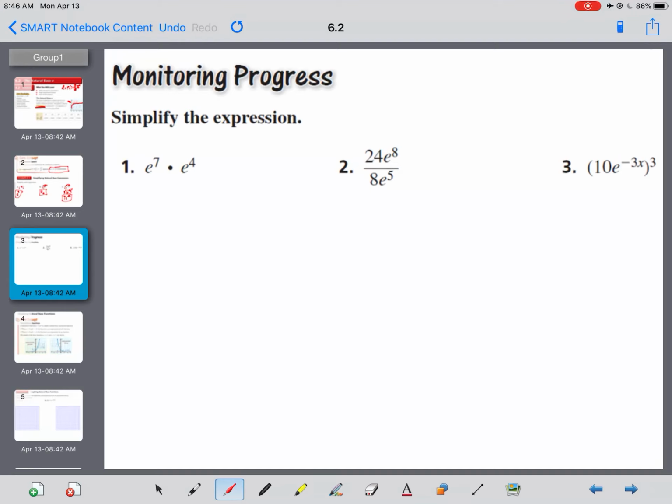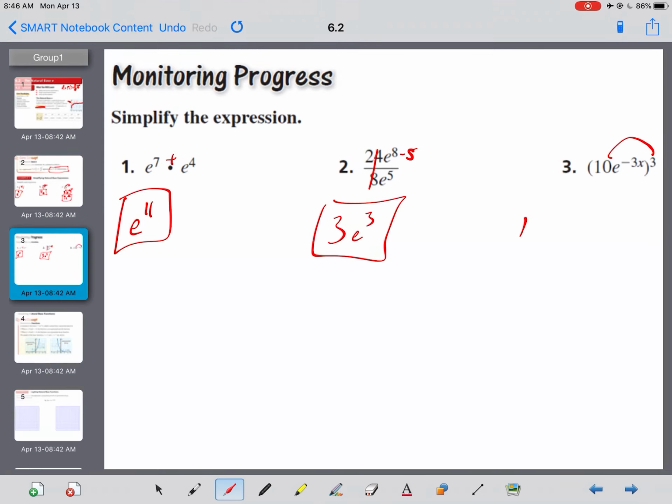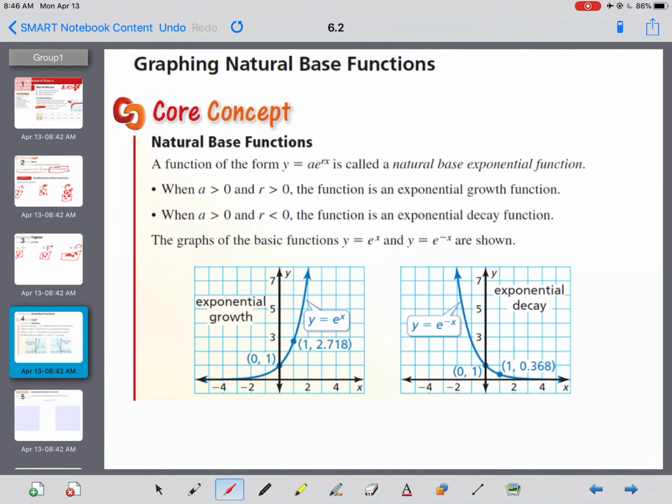Okay, just like that. Here's some to try. Use those exponent properties. Give it a pause, give it a try, see what you get. Okay, e to the 7th times e to the 4th, add them together, e to the 11th. 24 divided by 8 is 3. 8 minus 5 is also 3. 10 to the 3rd is 1,000. Negative 3x to the third times 3, e to the negative 9x.